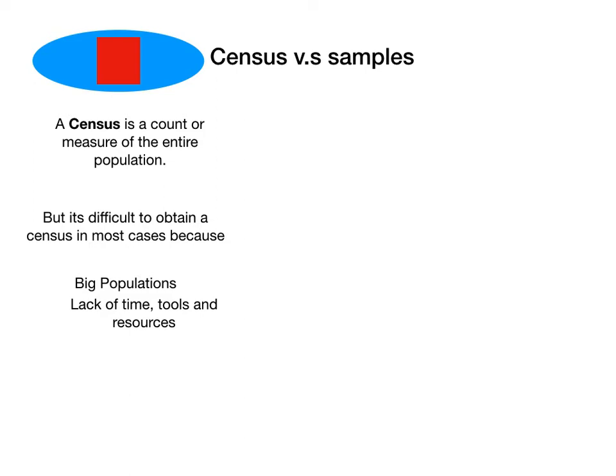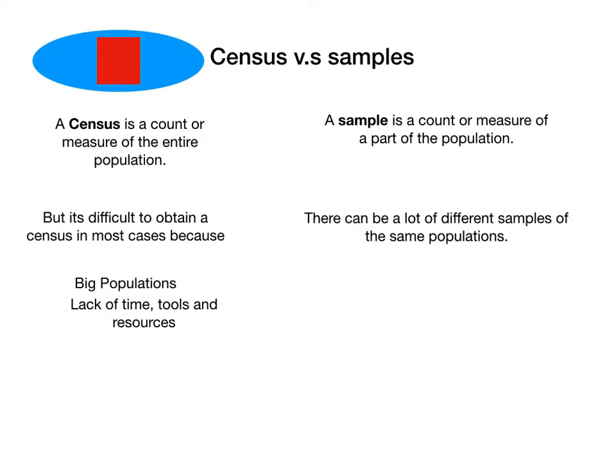So how can you conduct a study? How can you learn about the population without a census? An answer to these questions is that you can collect a sample. A sample is a count or a measure of just a part of the population, and it depends on the ways of sampling. There could be a lot of different samples of the same population.